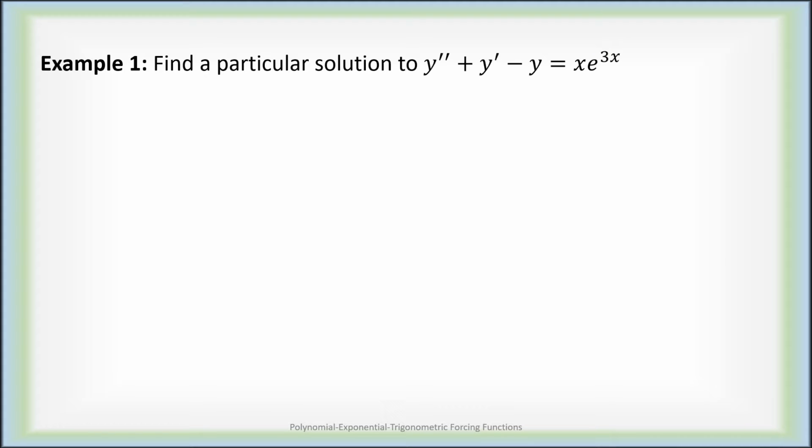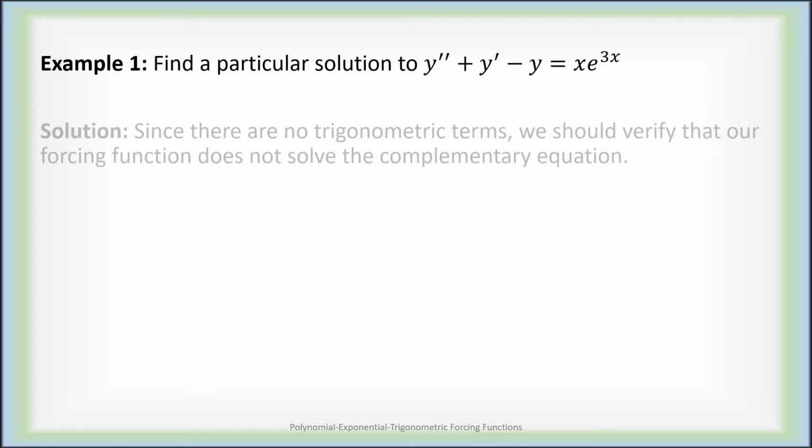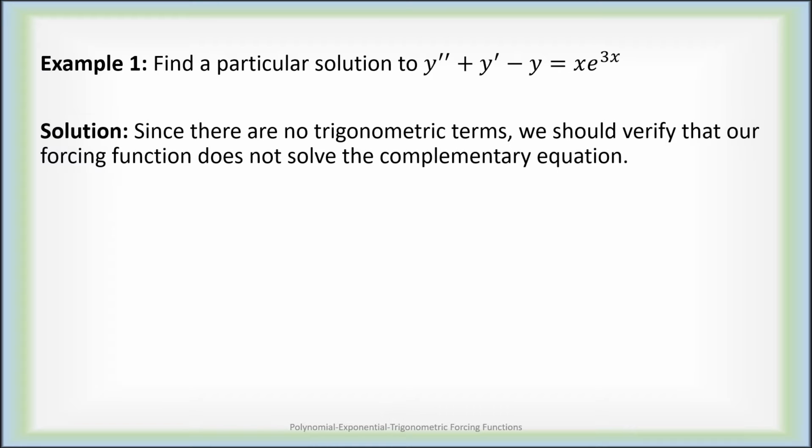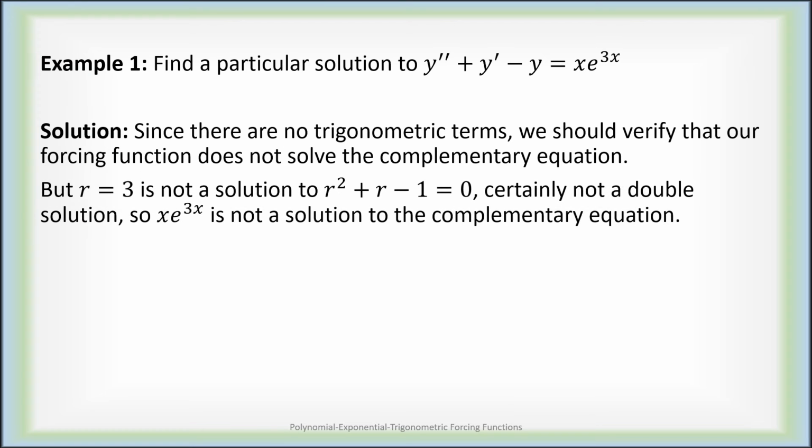So let's take this general approach and throw it at some problems. Find a solution to y'' + y' - y = x e^(3x), a polynomial x times an exponential e^(3x). Now there are no trigonometric terms, which means we do technically need to verify that the forcing function doesn't solve the complementary equation. But r = 3 is not a solution to r^2 + r - 1 = 0. So if e^(3x) is not a solution to the complementary equation, x e^(3x) certainly isn't.